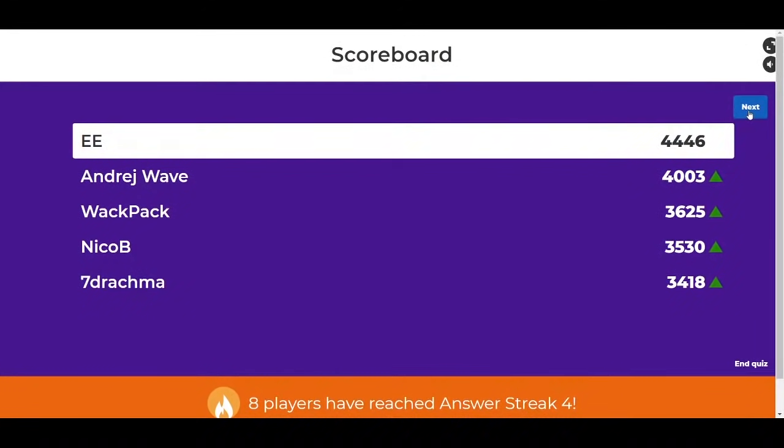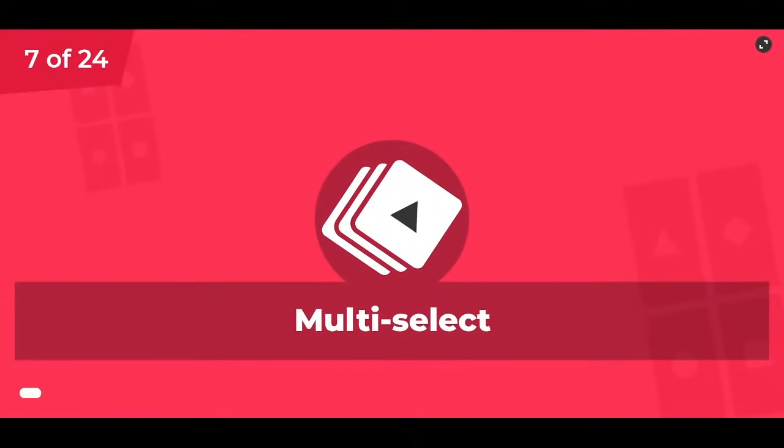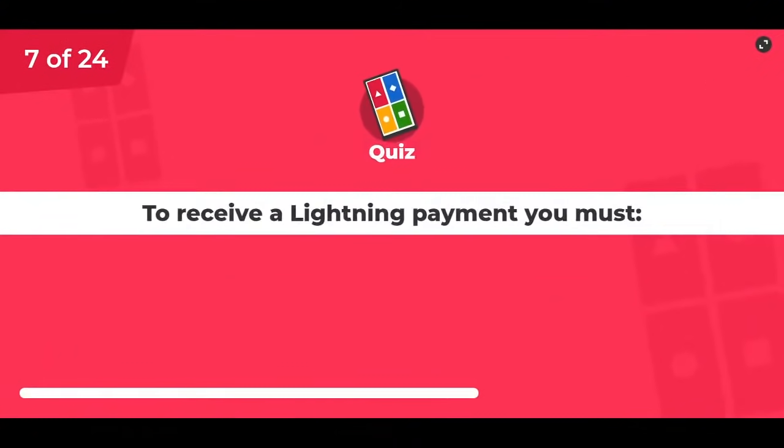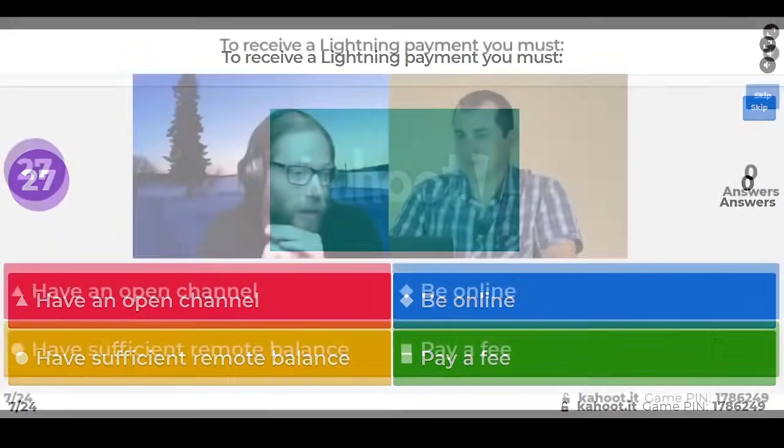Okay, people, you have to up your game because EE is currently winning this. Eight players have now reached an answer streak of four. Question number seven, nothing yet. This is a multi-select. Remember, after you make your selection, you have to click submit, otherwise you lose your streak.